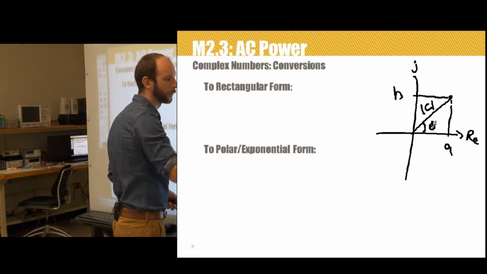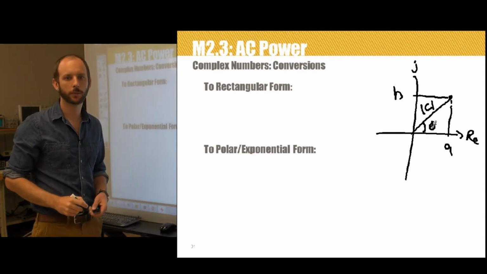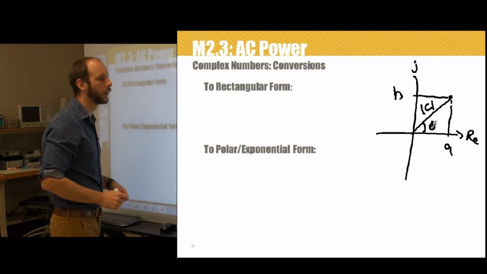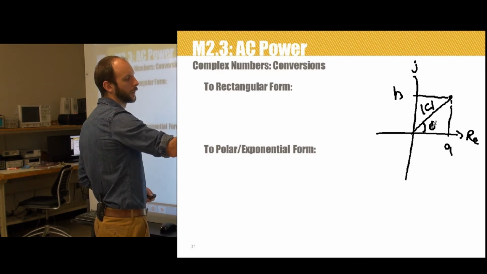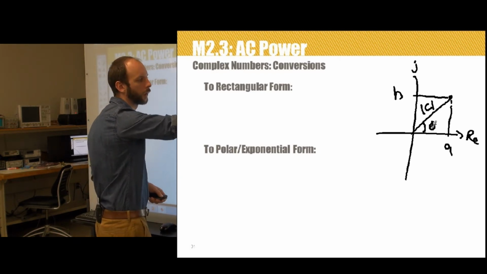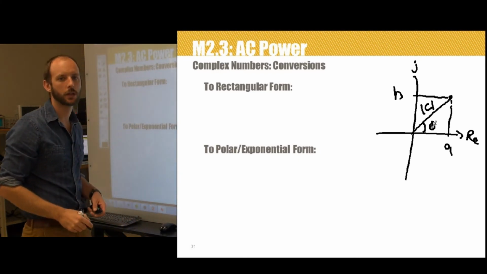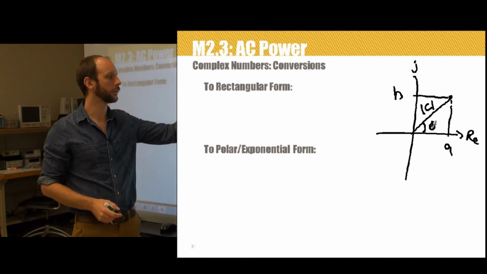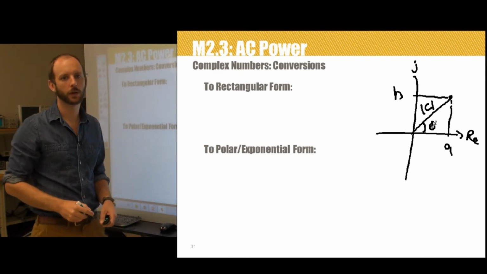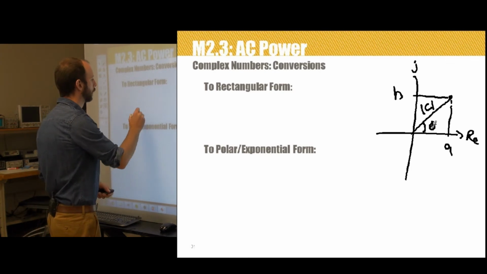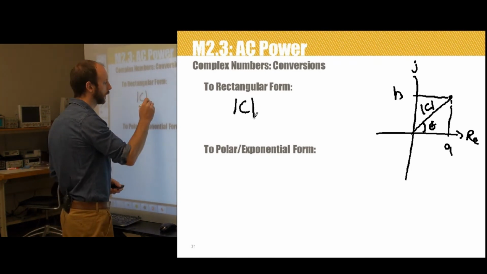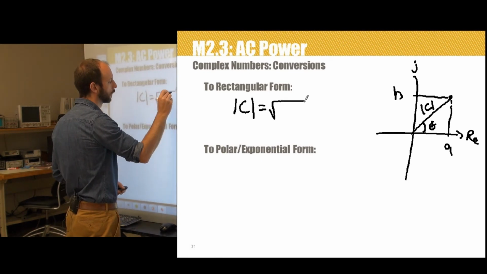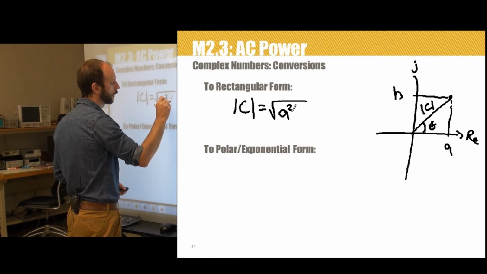So all we have to do is apply a little bit of high school geometry here, the Pythagorean Theorem. We know that the height of this triangle is A, the base of the triangle is B, what we call the hypotenuse of the triangle is C. Pythagorean Theorem says C squared equals A squared plus B squared. We take the square root of both sides, and we end up with the magnitude of the vector C is equal to the square root of A squared plus B squared.